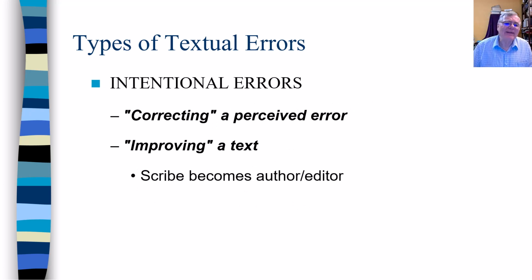Then there are intentional errors, when the scribe wrongly perceives there to be an error and corrects it. That takes something that was correct and makes it wrong, because the scribe misunderstood and thought it was wrong. Or you could improve a text. You didn't like the way it read, so you make it better. And in that case, the scribe is becoming an author or an editor rather than simply a scribe copying the received tradition.